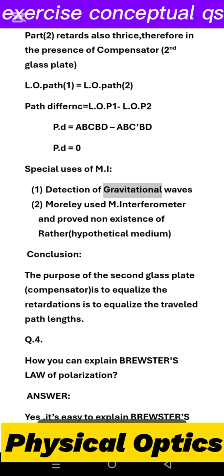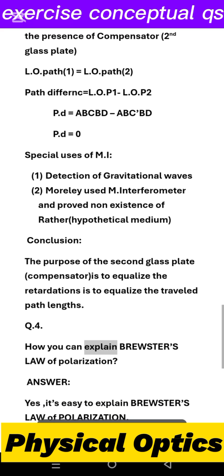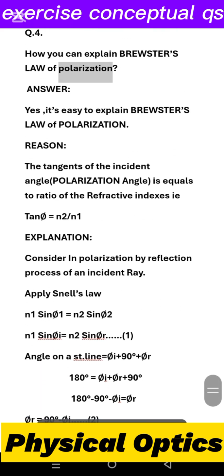Detection of gravitational waves. Michelson and Morley used the interferometer and proved the non-existence of the hypothetical medium, the ether. Conclusion. The purpose of the second glass plate, the compensator, is to equalize the retardations, to equalize the traveled path lengths.